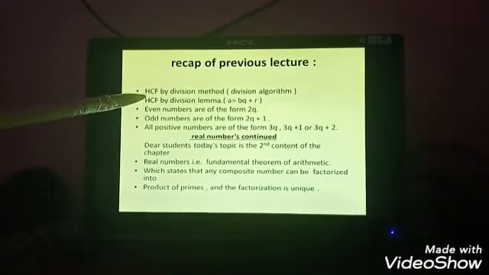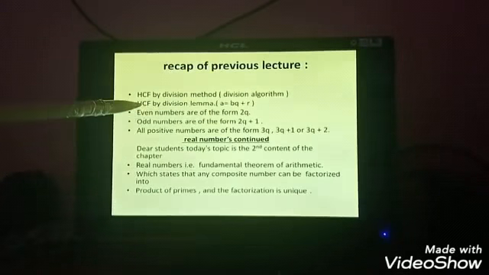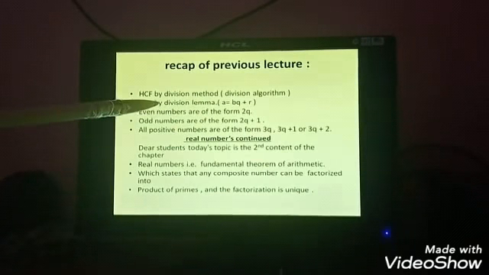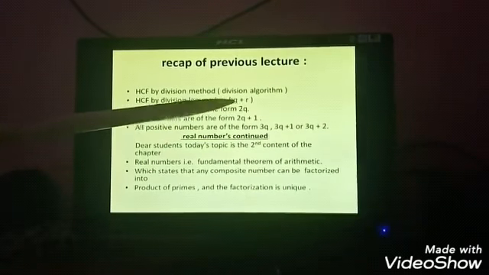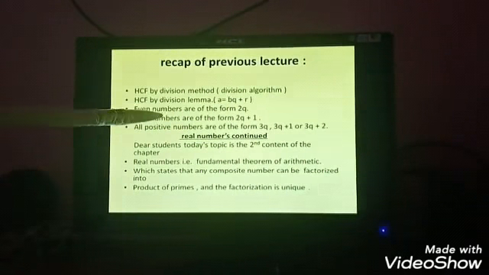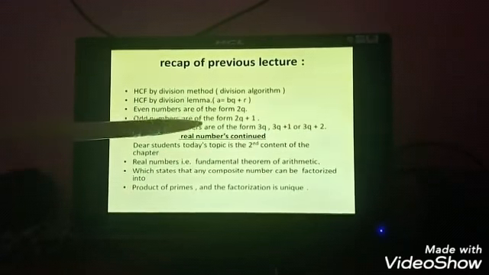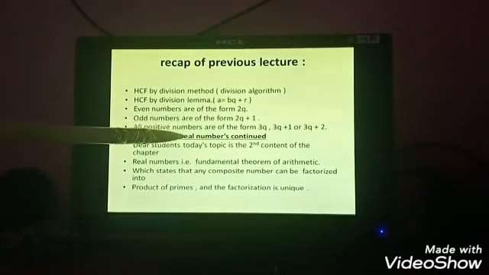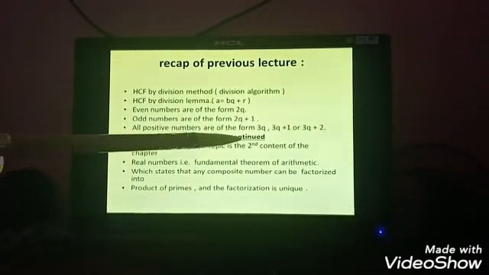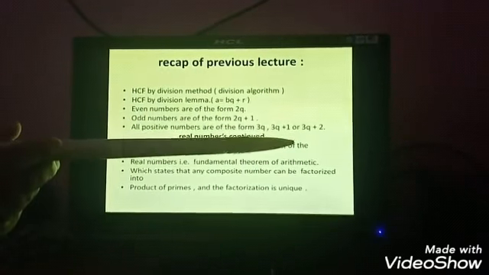First of all, we know HCF by the division method, that is called the division algorithm. Secondly, we have proved the division lemma, which states that a = bq + r. Also, even numbers are of the form 2q, odd numbers are of the form 2q + 1, and all positive integers are of the form 3q or 3q + 1 or 3q + 2.